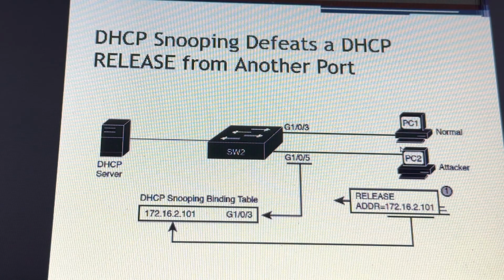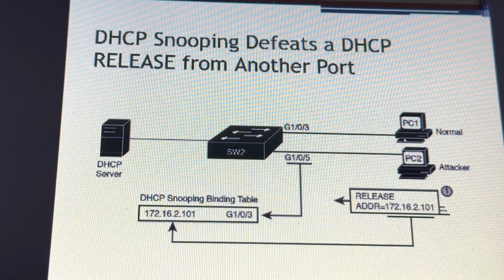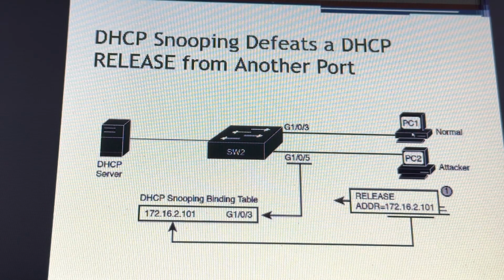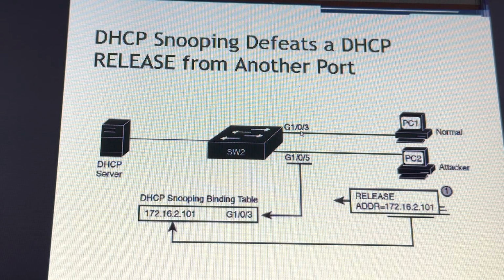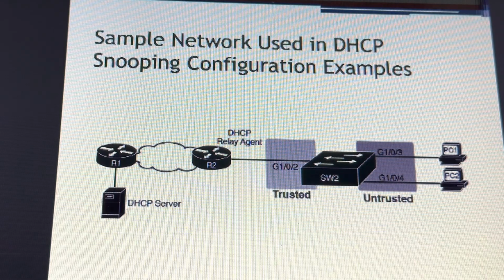It also stops PC2 from releasing addresses from PC1. So PC1 has an address. In this case, that's what we're looking at here. PC2 is trying to send a release to free up the address from PC1 to the DHCP server. There's a table that says that that IP address is associated with this port. The only release would be allowed from that port, not from this other port. Another security mechanism stopping somebody from stealing your IP address.